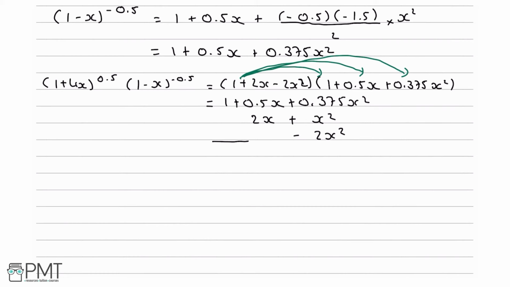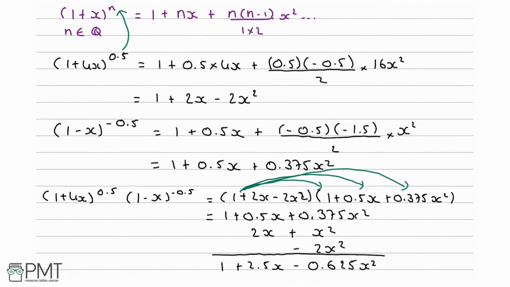Okay? What we can do now is we can add all of these. So what we will end up with is 1 plus 2.5x, and then 0.375 plus 1 is 1.375 minus 2. So if I just check on my calculator, 1.375 minus 2 is minus 0.625. So minus 0.625, sorry, x squared.